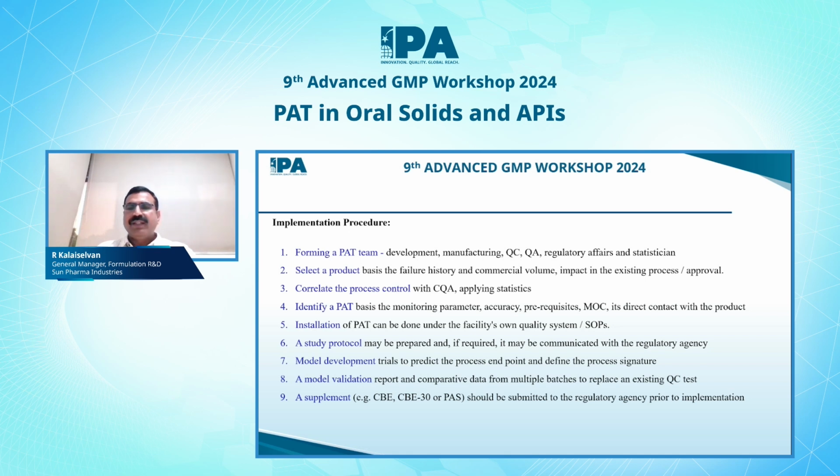And also we should see the impact on the existing process or approval. Suppose your product is a complex product, and you do a variation filing with the PAT tool. A regulatory agency may demand some additional data like discriminatory dissolution data, and many other things.